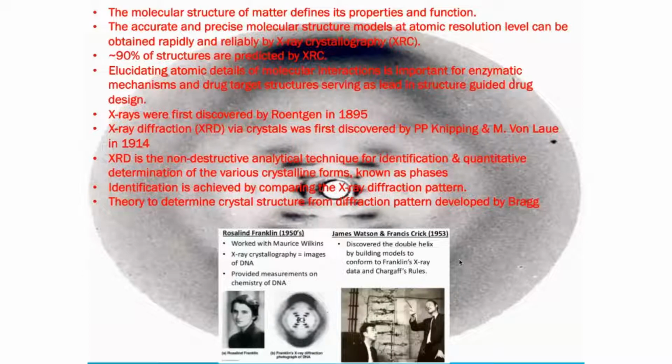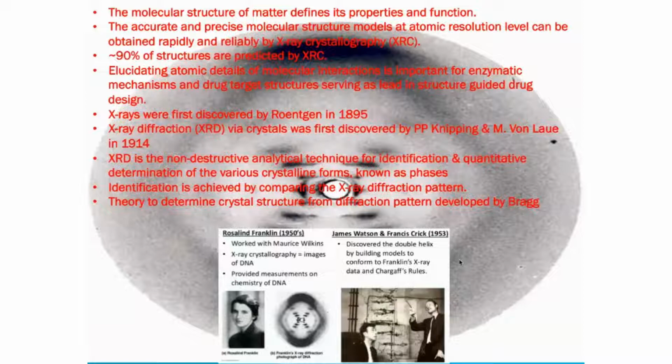So there was a gap of almost 80 to 90 years before people understood that X-rays can also be taken into consideration for diffraction of proteins and understanding their molecular structures. Now, XRD, X-ray diffraction, is a non-destructive analytical technique for identification and quantitative determination of various crystalline forms, which are known as phases. Almost 90% of the protein structures have now been determined by X-ray crystallography. Other techniques like NMR, nuclear magnetic resonance, and cryo-EM are also in use quite a lot nowadays. But most of the time, XRD is the major technique which is utilized.